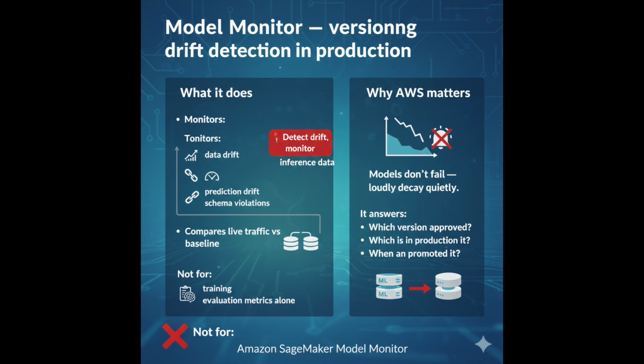Number 4, Model Monitor. Drift detection in production. Amazon SageMaker Model Monitor. What it does: monitors data drift, prediction drift, schema violations, comparing live traffic versus baseline. Why it matters: models don't fail loudly, they decay quietly. Exam signal: detect drift, monitor inference data, model monitor. Not for training or evaluation metrics alone.